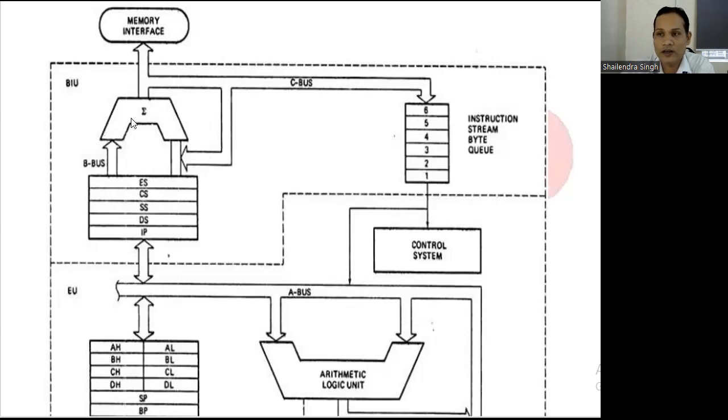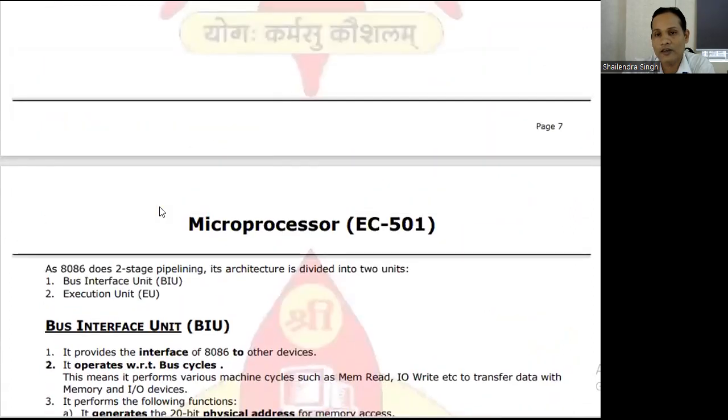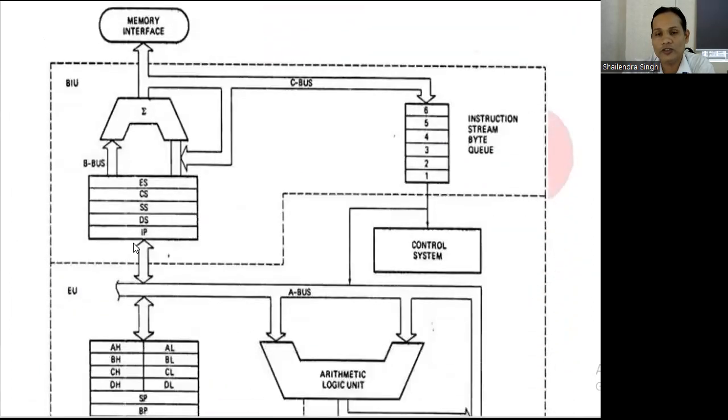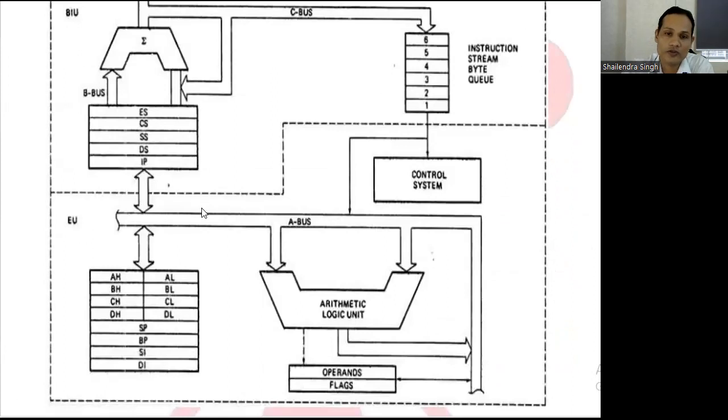The internal architecture is divided into two separate units, BIU and EU. BIU means bus interface unit and EU means execution unit. The EU, execution unit, is designed with the general purpose registers and pointer registers. Pointer registers means offset registers.